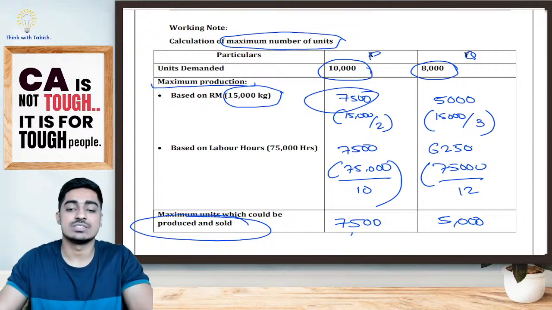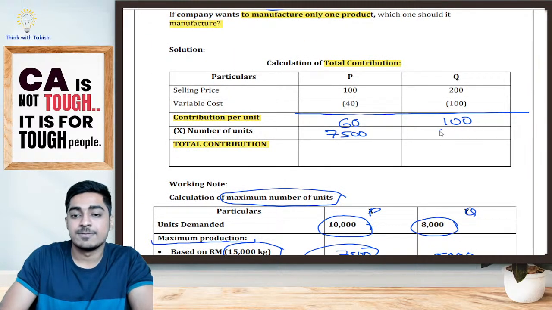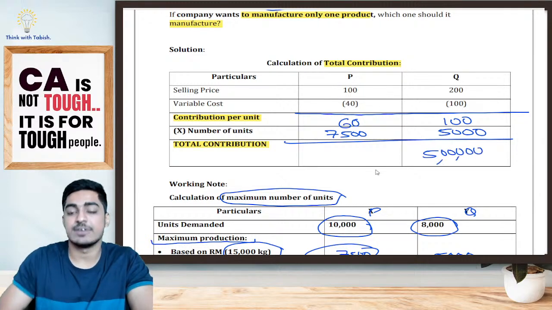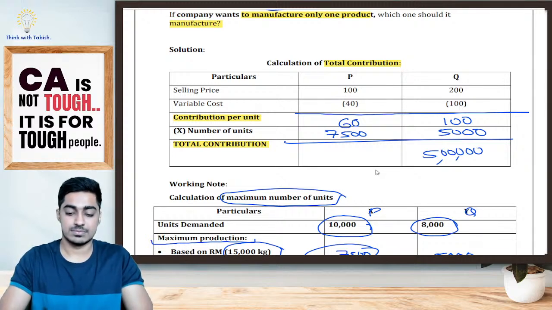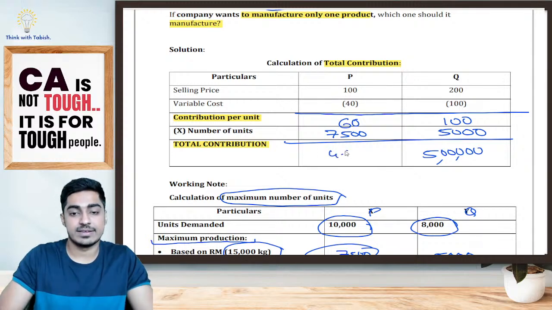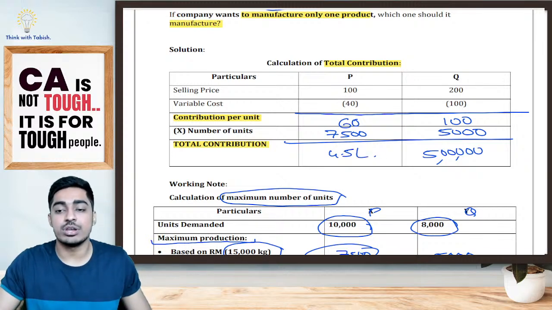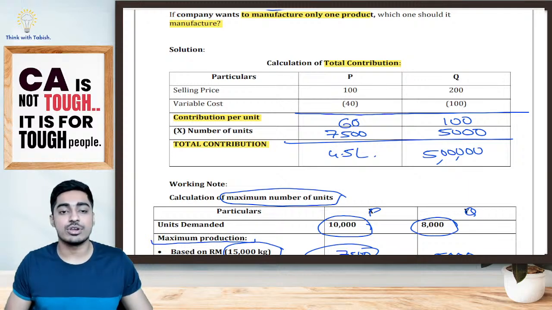Is it clear, students? So we have 7,500 units of P, 5,000 units of Q. So total, we have 5 lakh for Q, 4.5 lakh for P. Yes, 5 lakh for Q, which is giving us a higher contribution, students, which is the ultimate decision. Q is giving us a higher contribution.